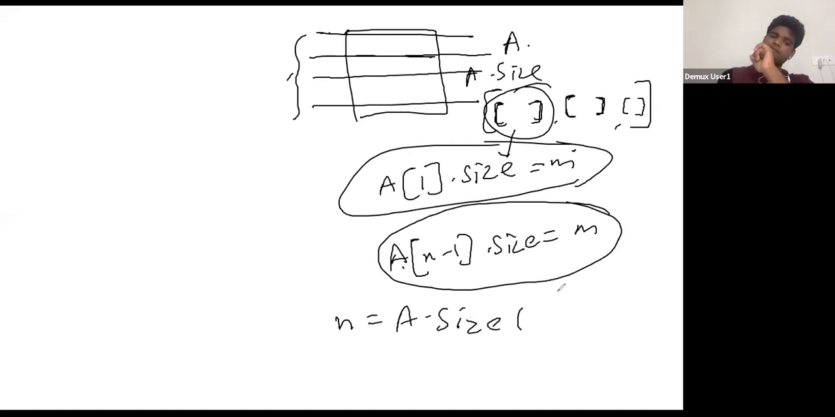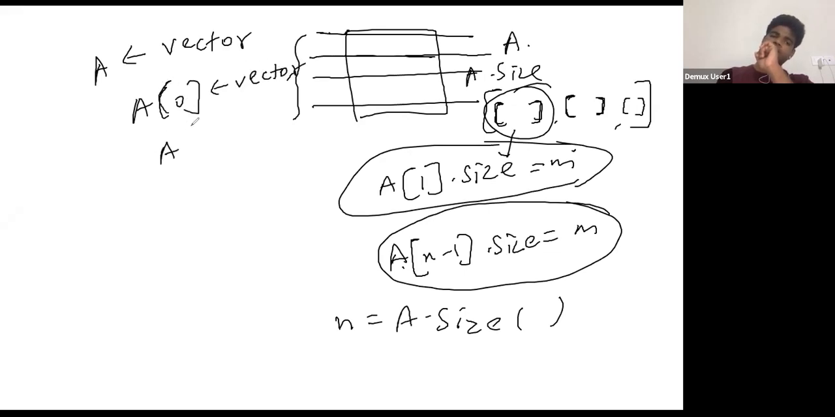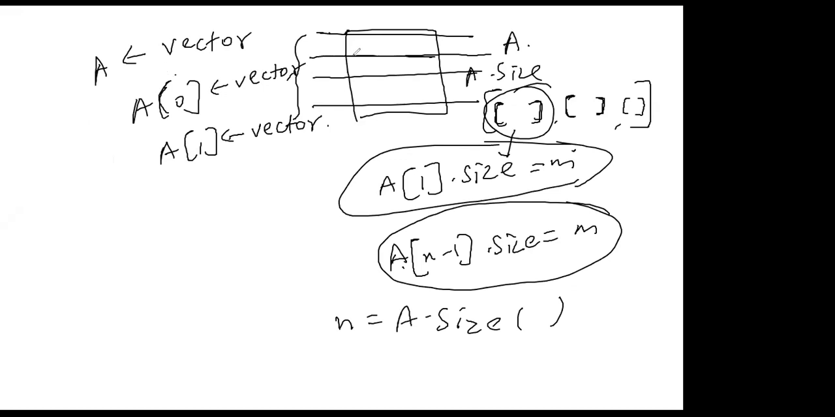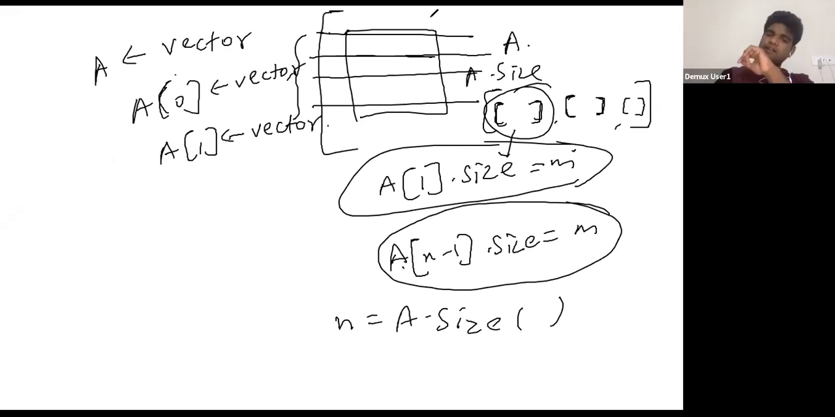Yes, because A is also a vector. A of 0 is also a vector, A of 1 is also a vector. Okay sir. A is a vector, a big vector, a vector which has small 1D vectors.